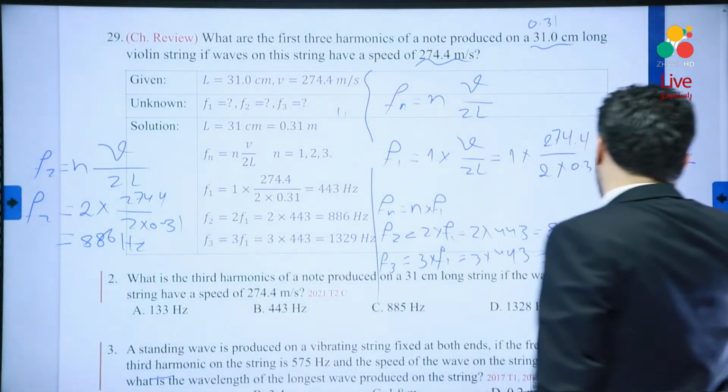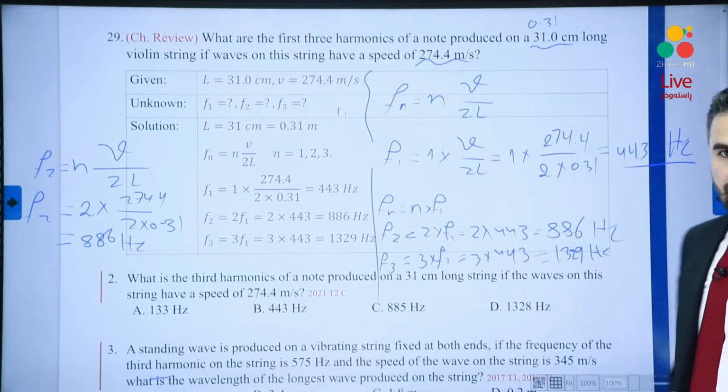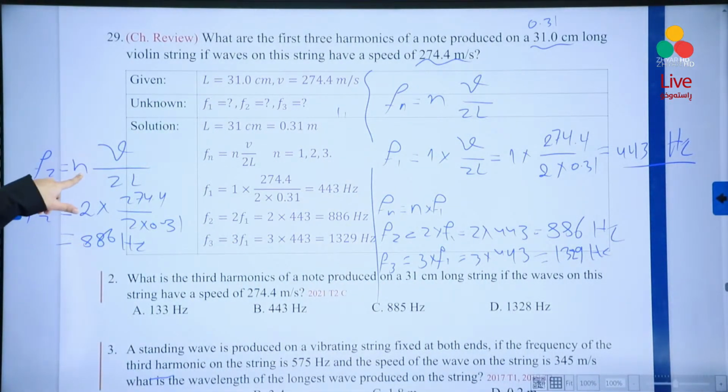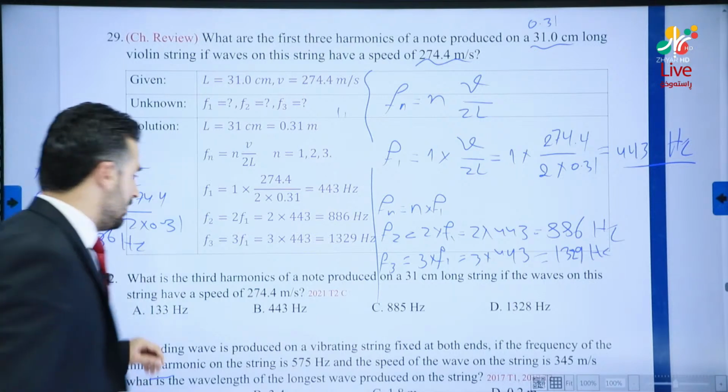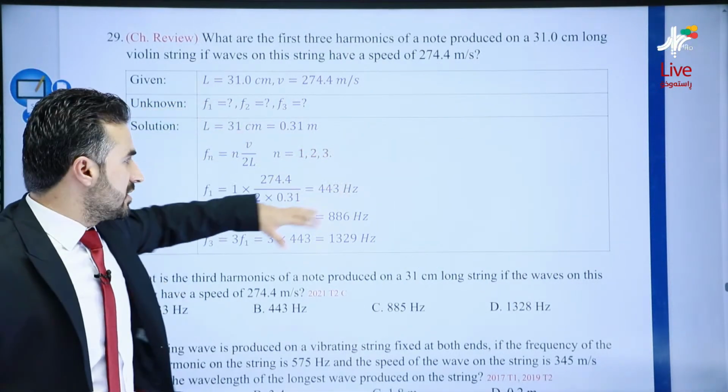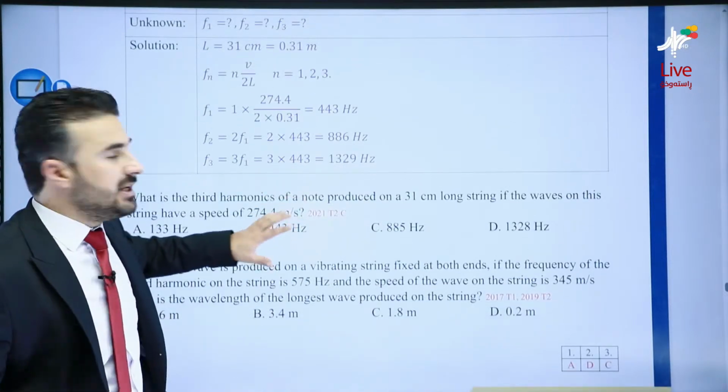You can write hertz here as well, right? Because these are frequencies. Okay, for the third harmonic, you can do the same thing, but instead of using 2 for n, of course, you need to use 3 in this case. But as long as you find the first harmonic, the rest is going to be very easy, and that is all you need to do.